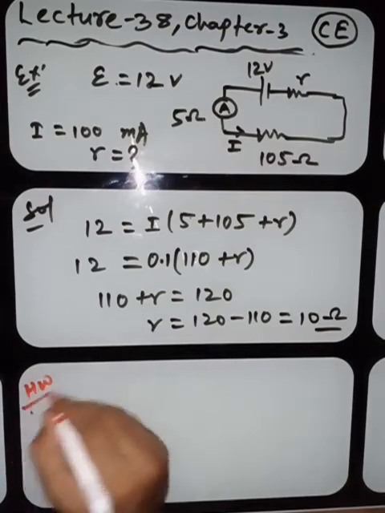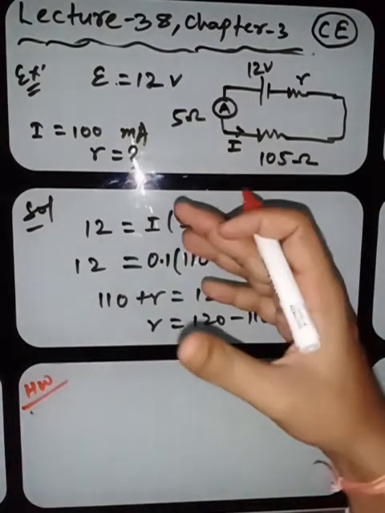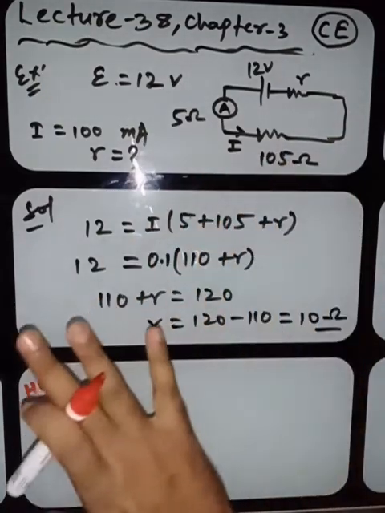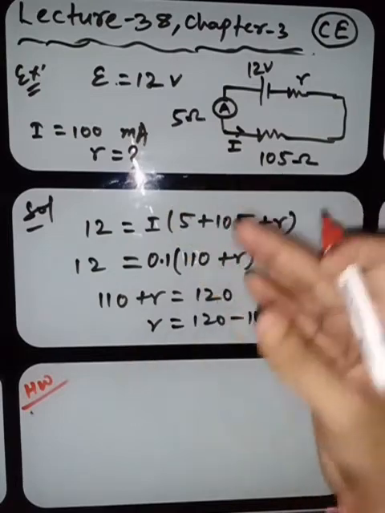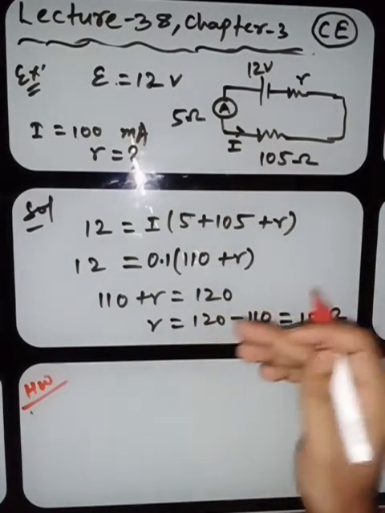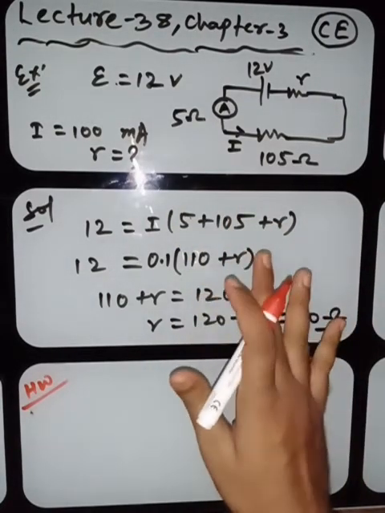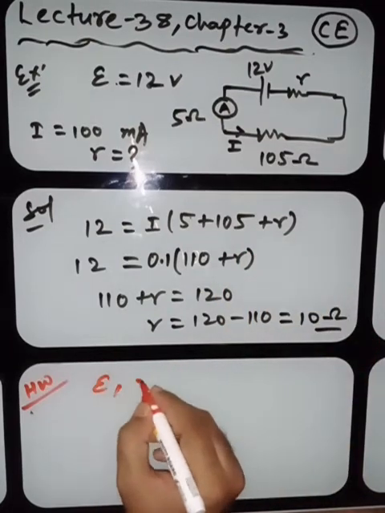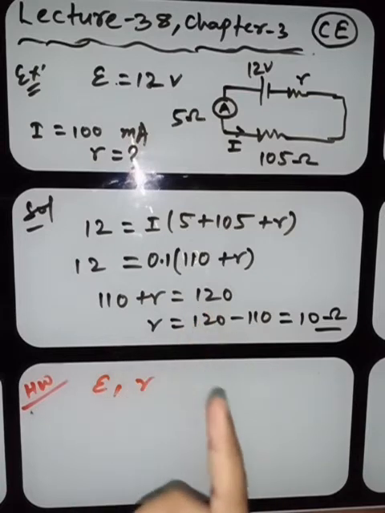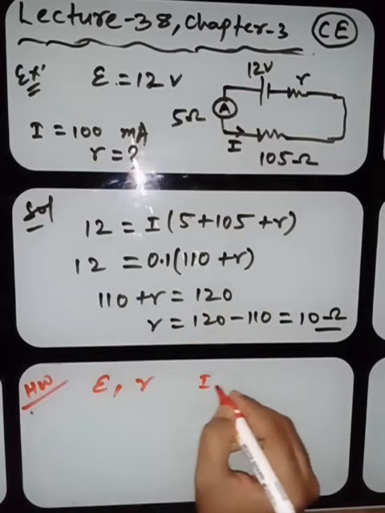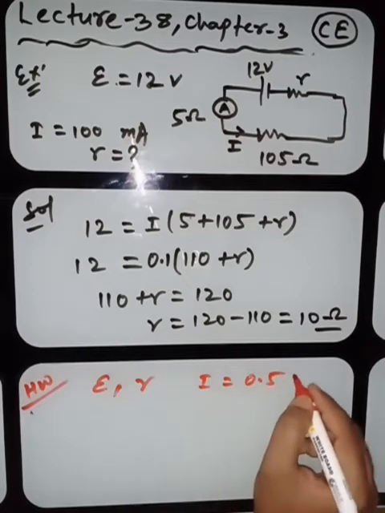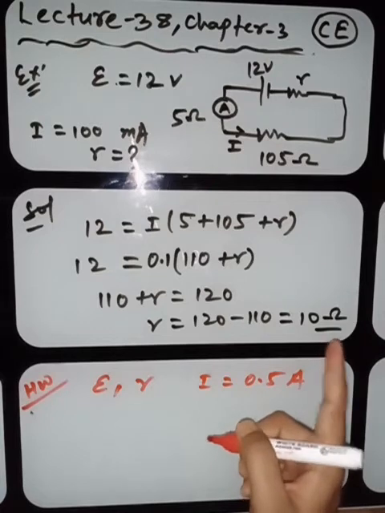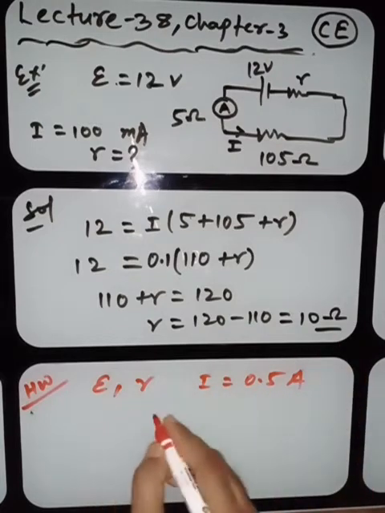Now write one homework. There are 5 to 6 questions I have given in the assignment for this cell, for level 1 or level 0, you can say, to build up your confidence. Now write down a homework. A battery of EMF E and internal resistance r gives a current of 0.5 ampere with an external resistance of 12 ohm.